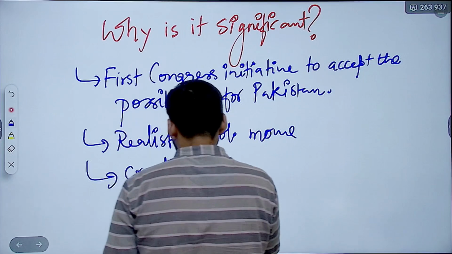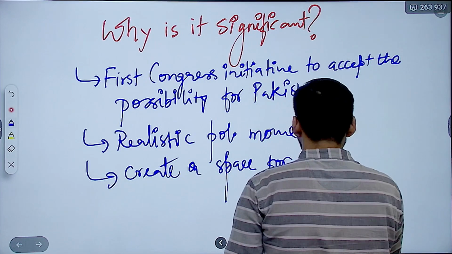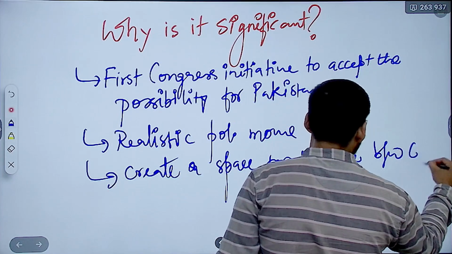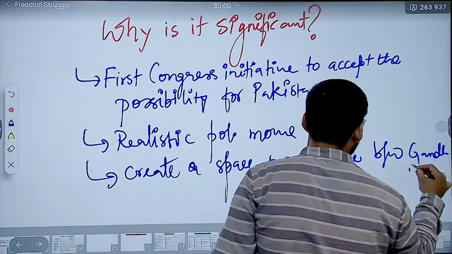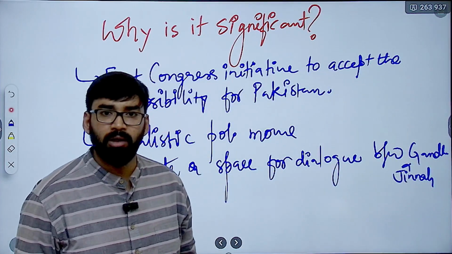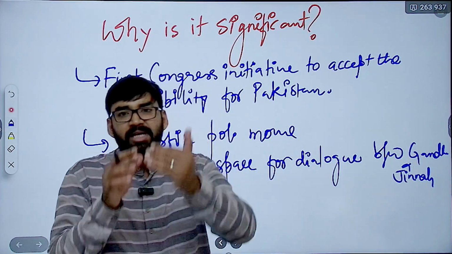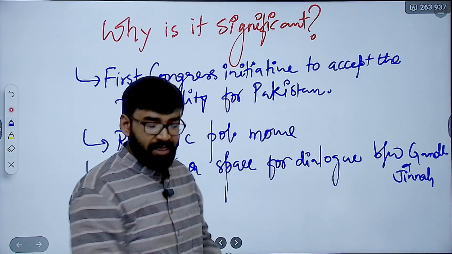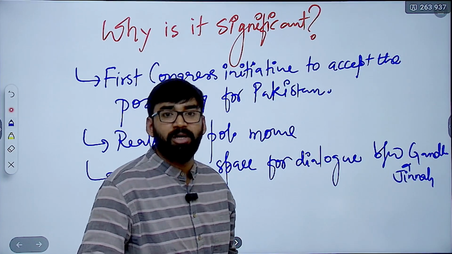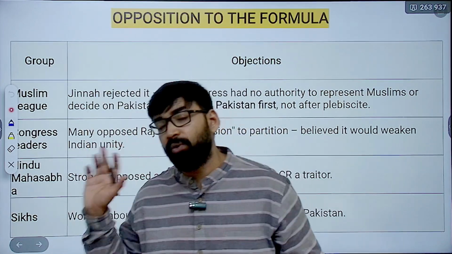Then this tried to create a space for dialogue between Gandhi and Jinnah. Clear? These are some important things. So Gandhi used this formula as the basis for his talks with Jinnah in 1944. गांधी जी ने इसी चीज को बेसिस बनाया अपना जिन्ना के साथ बात करने का in September 1944.